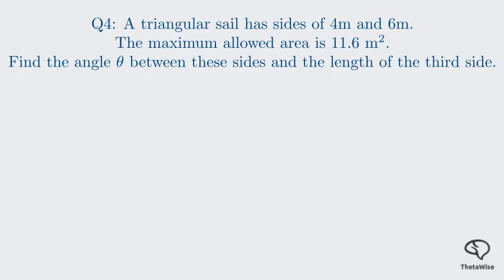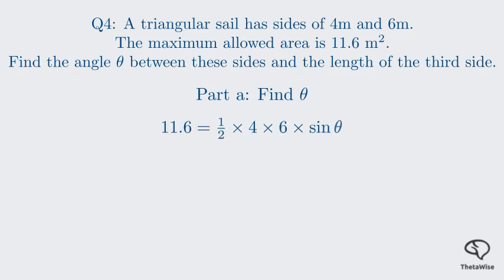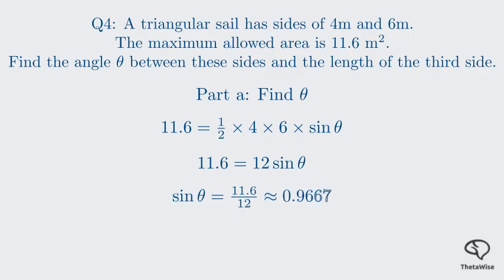Let's begin the solution. We have two sides, 4 and 6, and the included angle is θ. The area is 11.6 square meters. Part A. Find θ. We use the area formula. Area equals 1/2 × 4 × 6 × sin θ. This is 11.6 equals 12 sin θ. So sin θ is 11.6 divided by 12, or about 0.9667.